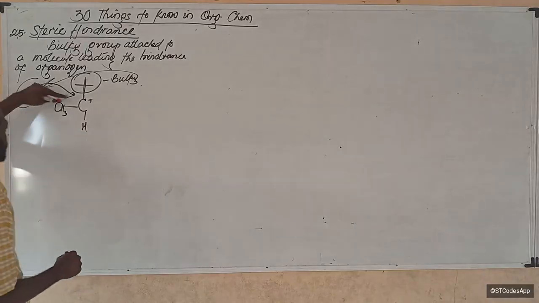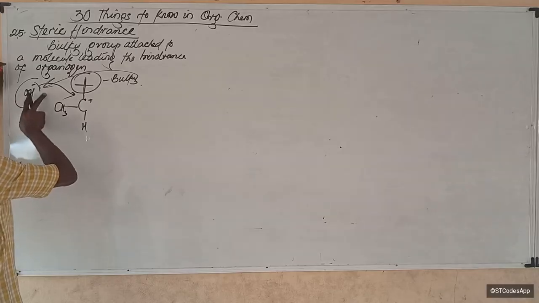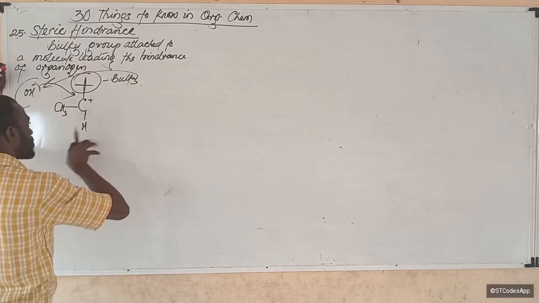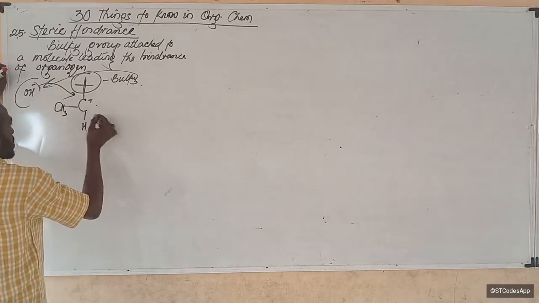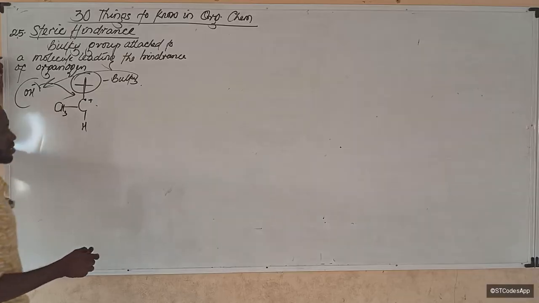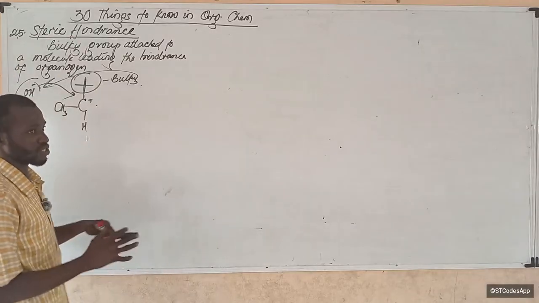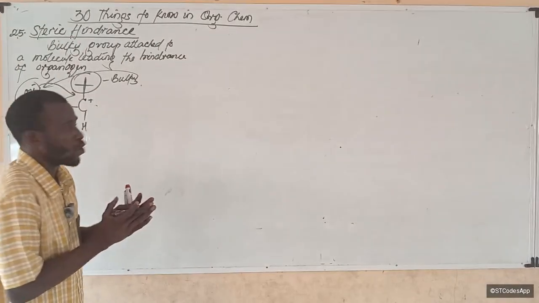That is, this group cannot attack from the back. For this guy to be able to attack at all, it will come from somewhere around here to attack. Do you understand? Because this is a very small group that is attached here. So this is the only place it can attack it. But that's basically steric hindrance, when there's a bulky group that is shielding, okay?